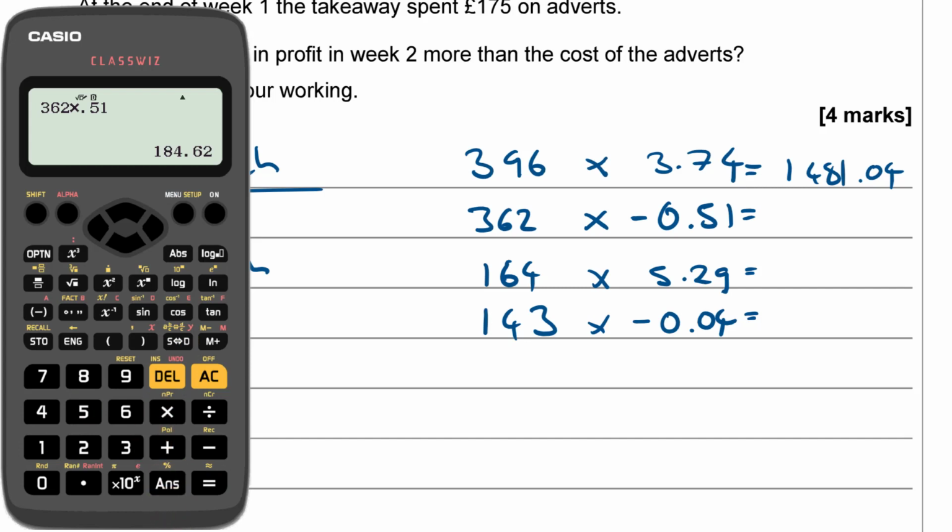Remember, this is a negative one, so that's minus 184.62. Okay, now the next one is for 12-inch pizzas. At normal price, we sold 164, and they normally make a profit of £5.29 each. So that is a full profit of £867.56.